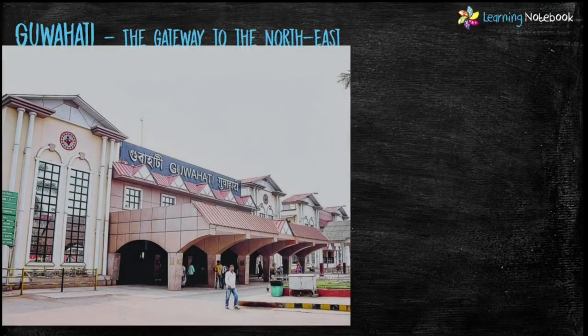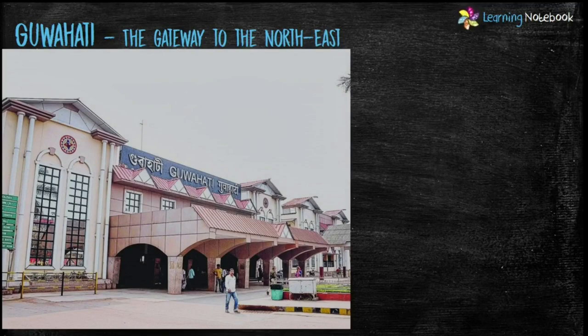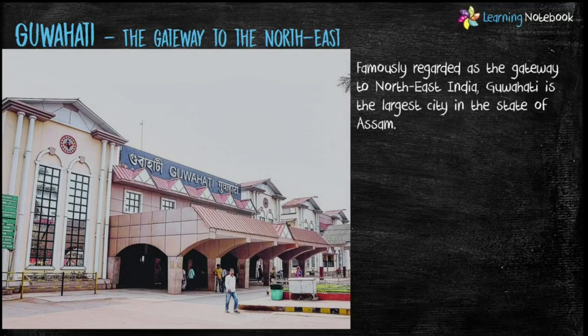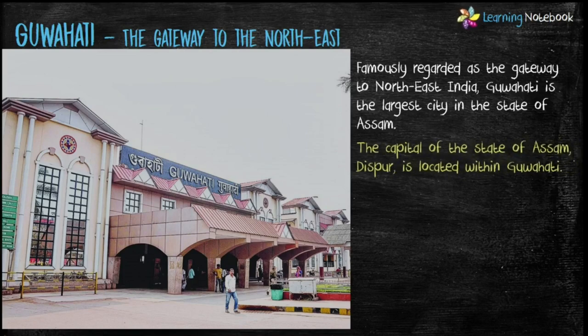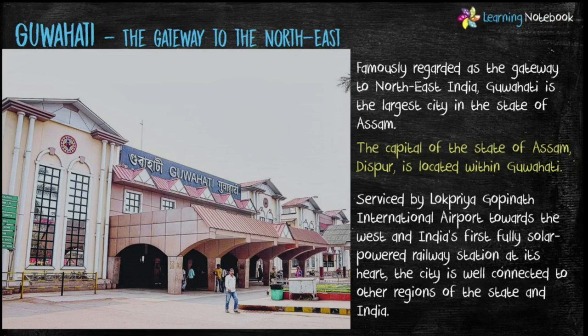First famous place of Assam is Guwahati. Famously regarded as the gateway to Northeast India, Guwahati is the largest city in the state of Assam. The capital of the state of Assam, which is Dispur, is located within Guwahati.